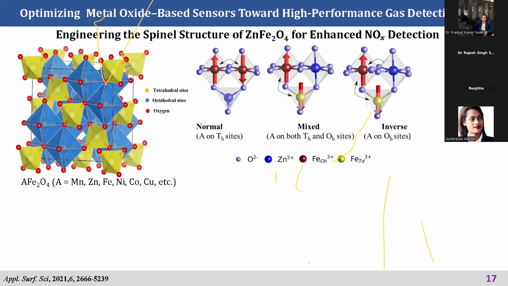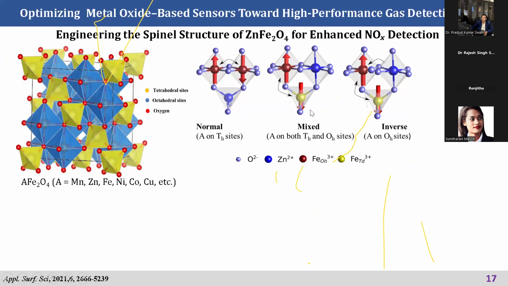What we do is, I work on oxides, as I told you in the beginning. In this study, we have taken a spinel structure oxide, that is zinc ferrite. Okay, zinc ferrite is a material having a spinel structure, one of the cubic structures with tetrahedral and octahedral sites. Depending on the ions occupying these tetrahedral and octahedral sites, the property changes.